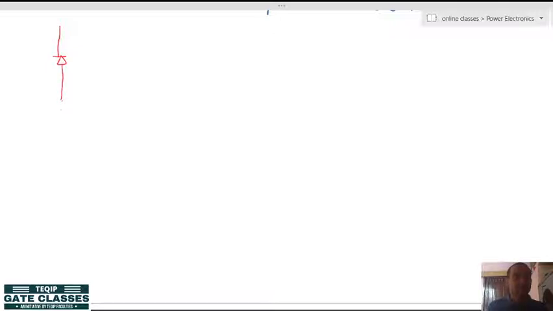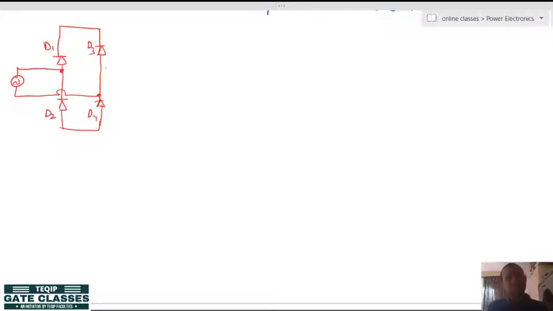So, this is a full wave rectifier, uncontrolled type. We have got the source here and this is D1, D3, D2, D4. It is not necessary that you keep the same numbering. You may put D positive or DA positive, DA2 positive, or DA negative, DA2 negative, whatever you need, whatever you like.